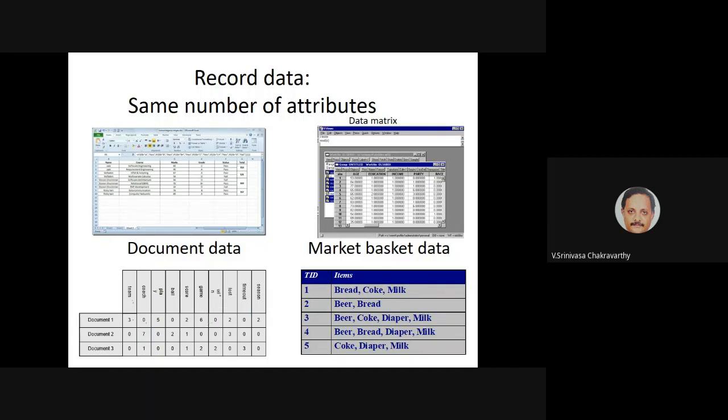A very similar representation is also called market basket data. Obviously, this is not used only for market data, but you can use it for many different kinds of data objects. Let us say you go shopping at a grocery store, and the store can have, say, 10,000 different items, but you will only buy some 5 different kinds of items. You might buy so much bread, so much Coke, so much milk. Somebody else buys only beer and bread. Somebody else buys beer, Coke, diapers, and milk.